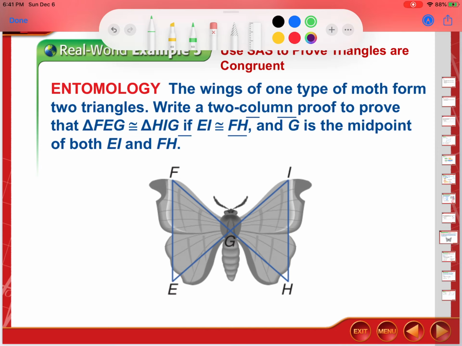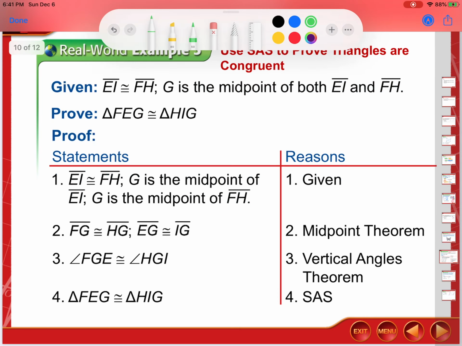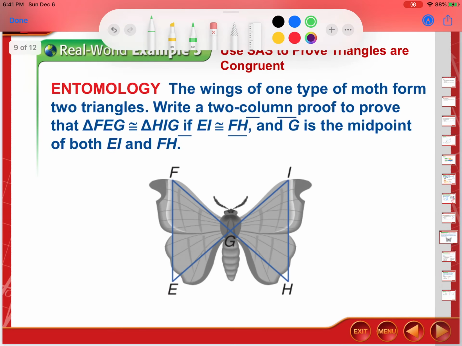So what this says, the wings of one type of moth form two triangles. Write a two-column proof to prove that triangle FEG is congruent to HIG if EI is congruent to FH and G is the midpoint of both EI and FH.